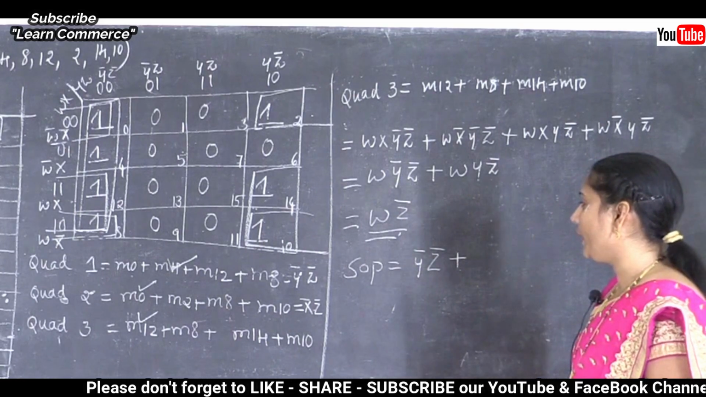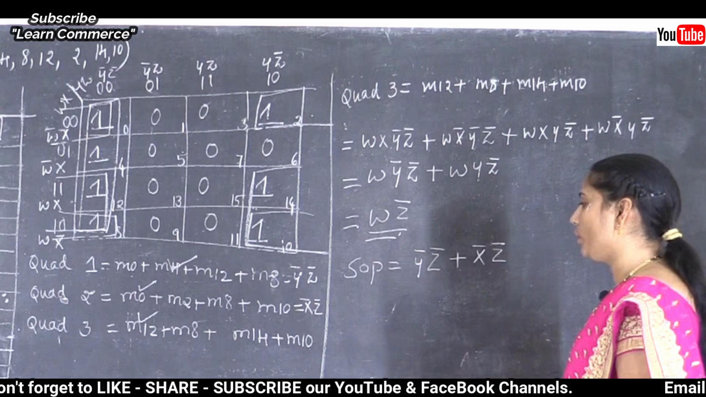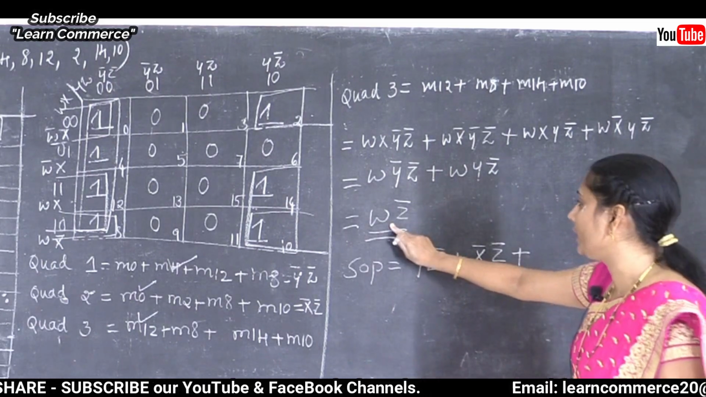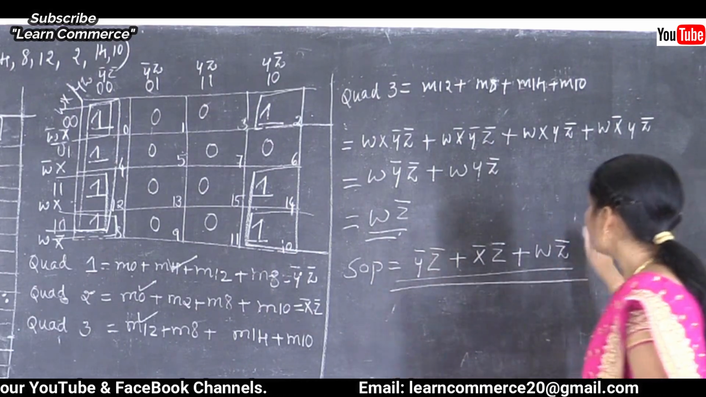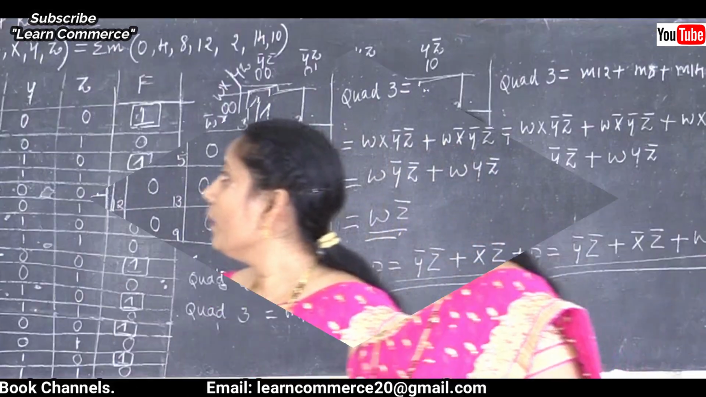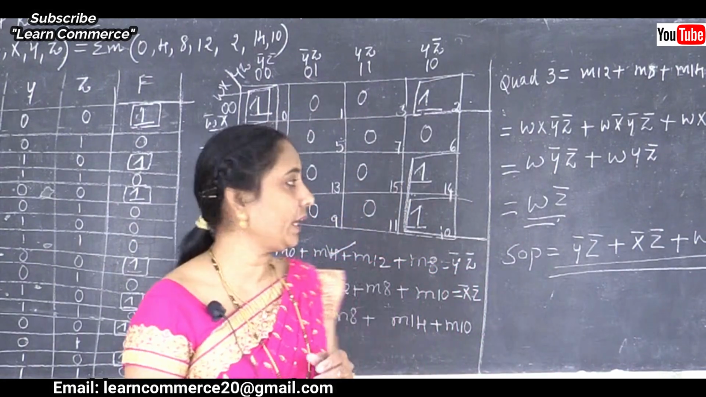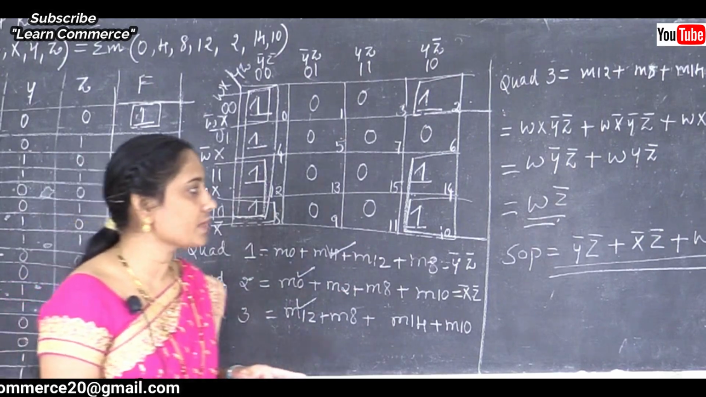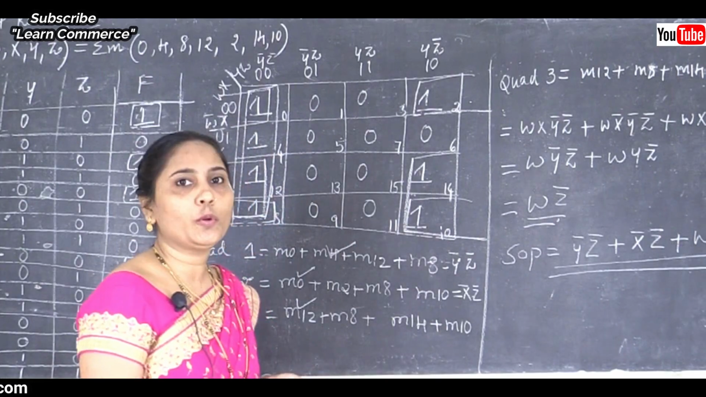Okay, and finally we know the SOP expression. This is our quad 1 result: complement Y and complement Z. Quad 2 result: complement X and complement Z. Now we got one more result, that is our quad 3. The result is W, complement Z. Okay, so this is the answer for the reduction by using W, X, Y, Z and 0, 4, 8, 12, 14, 10. So the SOP form is complement Y, complement Z plus complement X and complement Z plus W and complement Z.